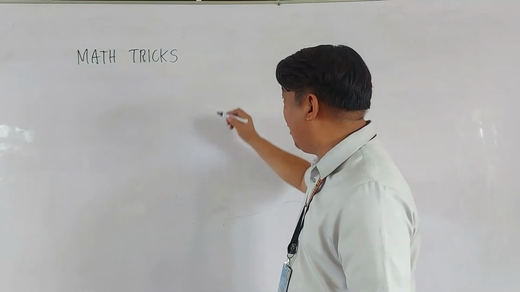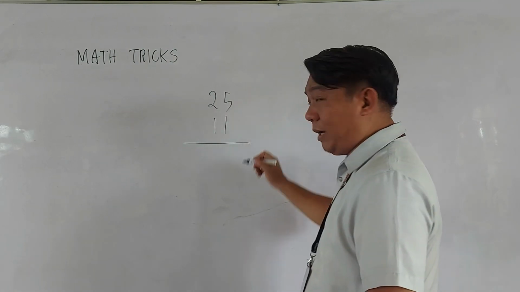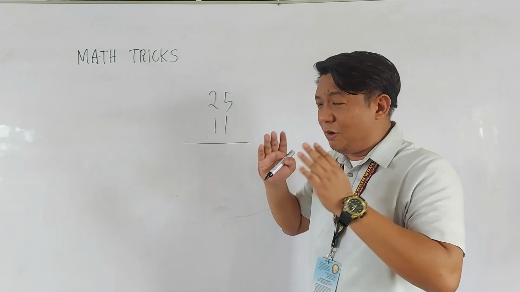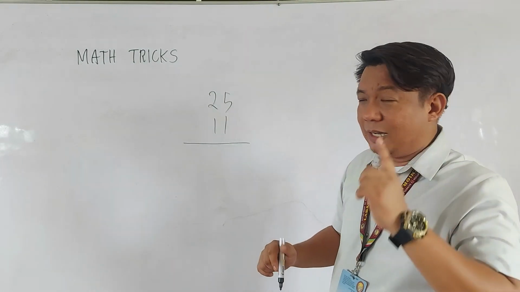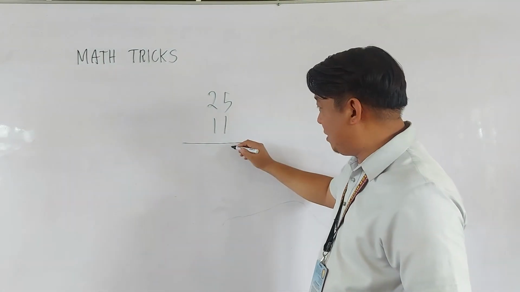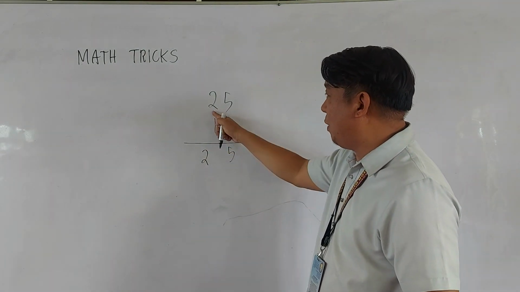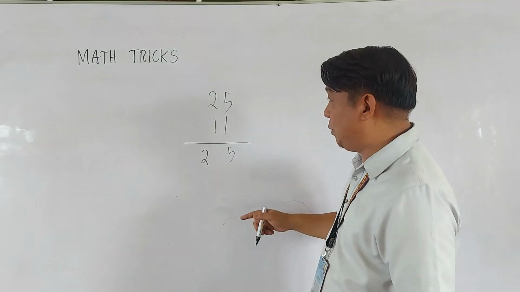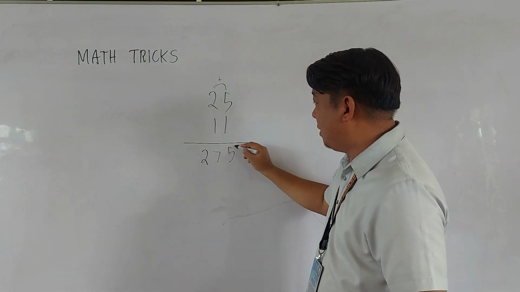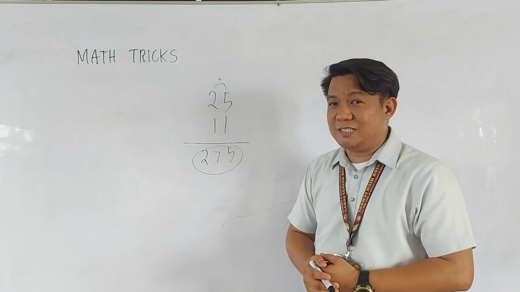For example, we have 25 times 11. Okay? So, ang technique dito na para makuha nyo yung product na hindi nyo na kailangan mag-solve, mental lang ang gagamitin natin, mental math lang. So, ganito siya. You copy the last digit, 5. You copy the first digit, which is 2. And you add the 2 and 5, the 2 digits. So, 2 plus 5 is 7. So, the product of 25 times 11 is 275.